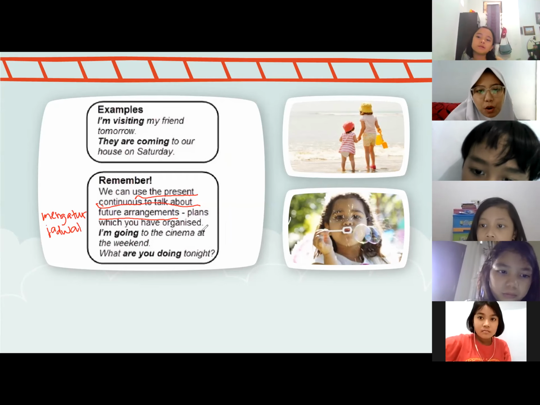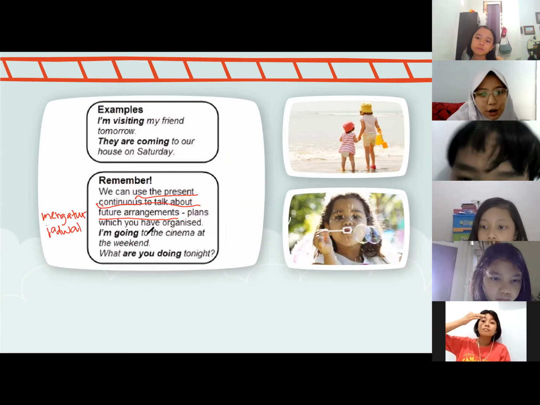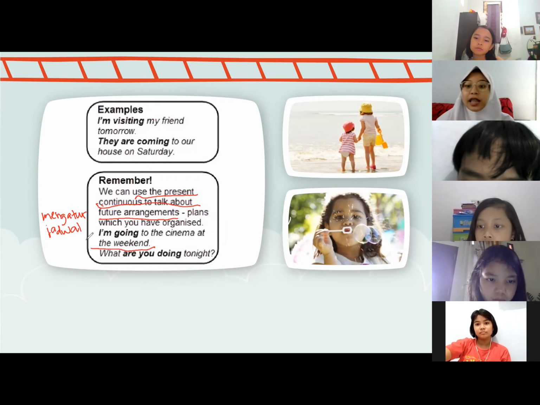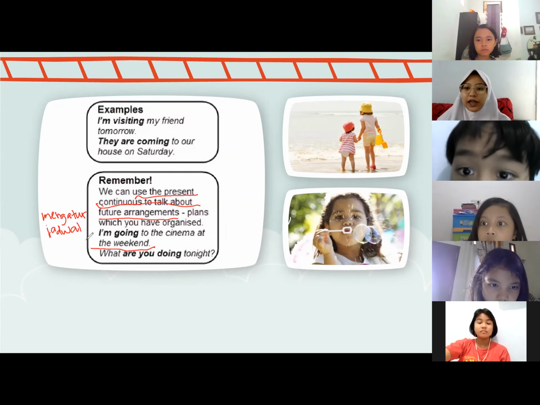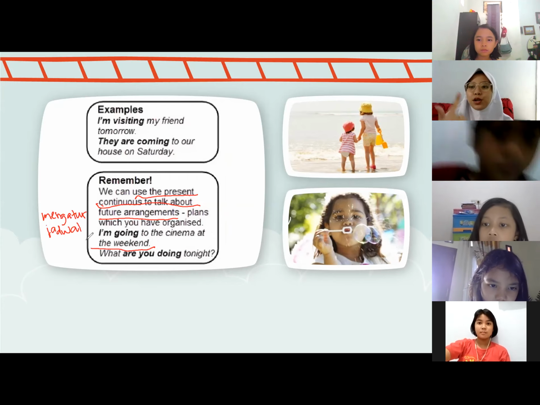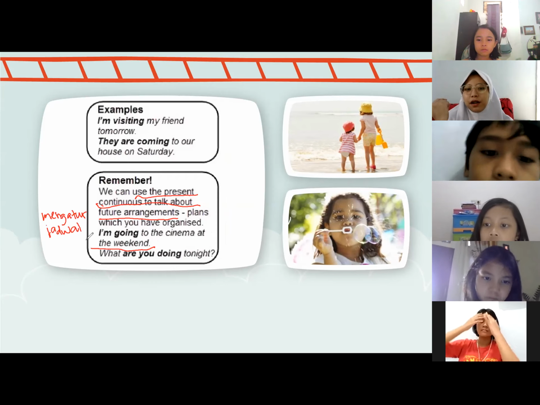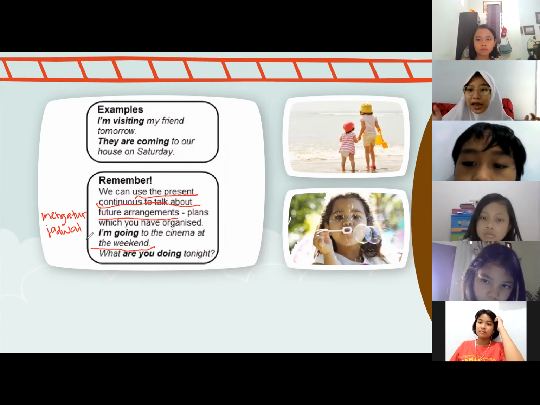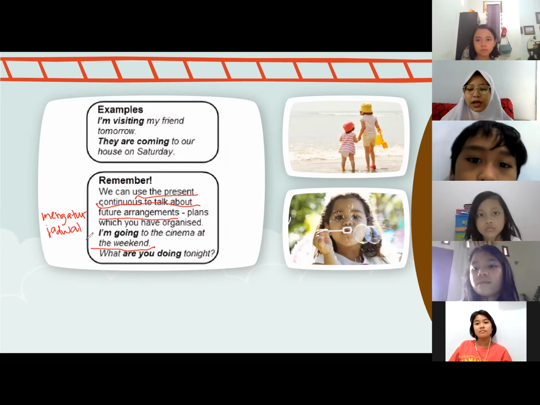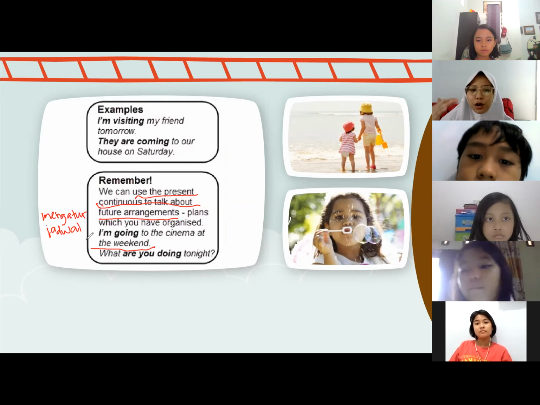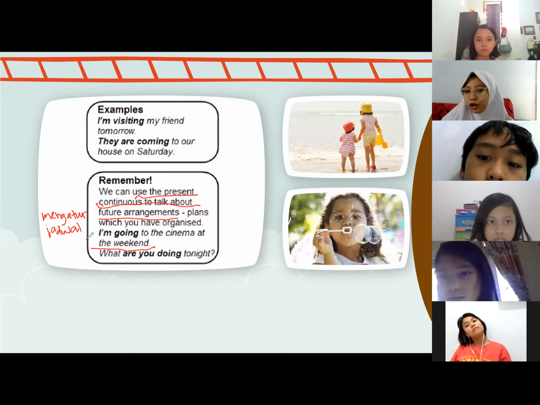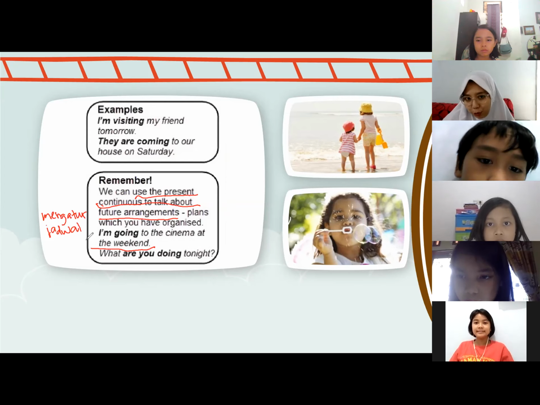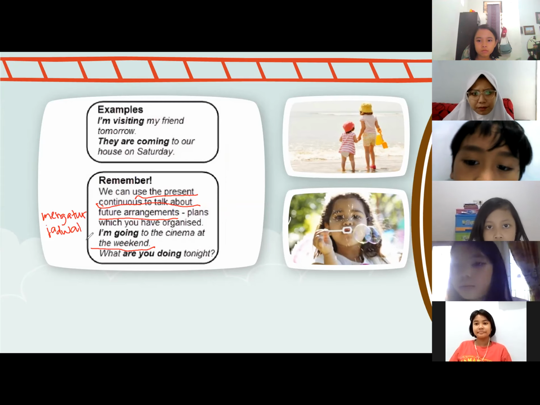I am going to the cinema at the weekend. Tell me the time. The time is in the future. It can be tonight, tomorrow, on Sunday, and then next week, next month, next year, something like that. That is the plan. But you don't know. You can do that or not. You will do that or no. It's up to you. Right?